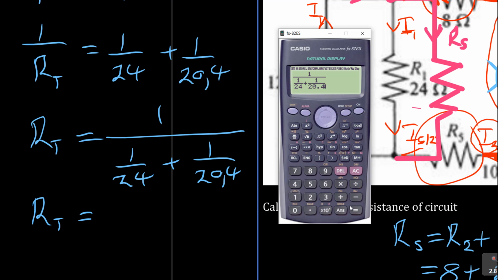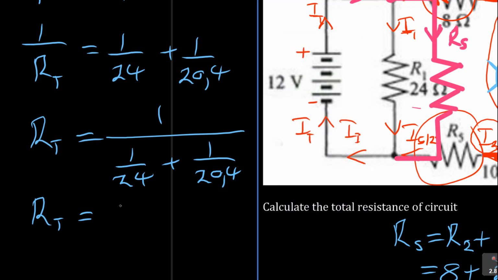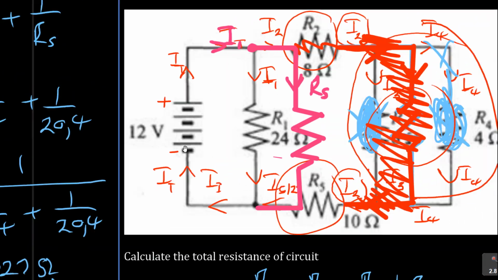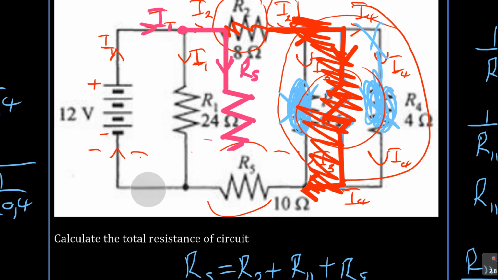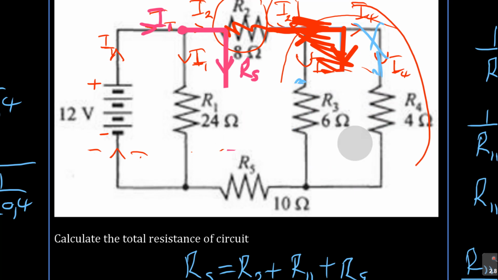Am I right? Equal to, then let's look at this, 11.027. So it's 11.027 ohms. This is the total resistance of this circuit. Let me erase everything into this thing now. That's the total resistance of the circuit.